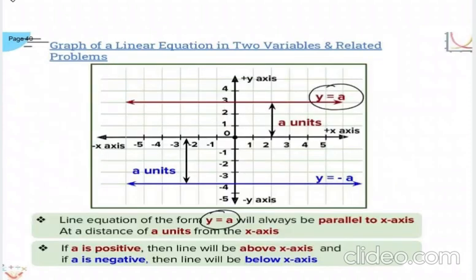Now next, when I talk about a line parallel to the x-axis, a line equation of the form y equals a units will be parallel to the x-axis. When the value of x is given, it will be parallel to the y-axis, and when the value of y is given, it will be parallel to the x-axis. Again it will be at a distance of a units. If the value of a is positive, it will be above the x-axis. If it is negative, it will be below the x-axis.